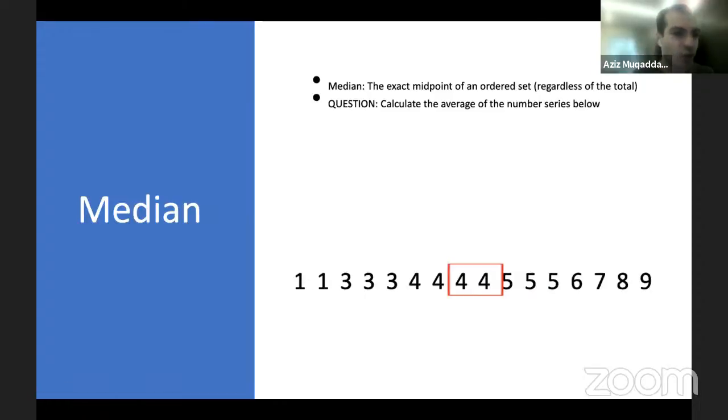You might ask, why would you need to know the median? Then I'm going to ask you a question. Could you calculate the average of this number series right here, real quick? You could use a calculator on your cell phone or laptop. The average is 1 plus 1 plus 3 plus 3 plus 3, etc., divided by the total number, which is 16 in this case. So could you do that? Get the total and divide it by 16.